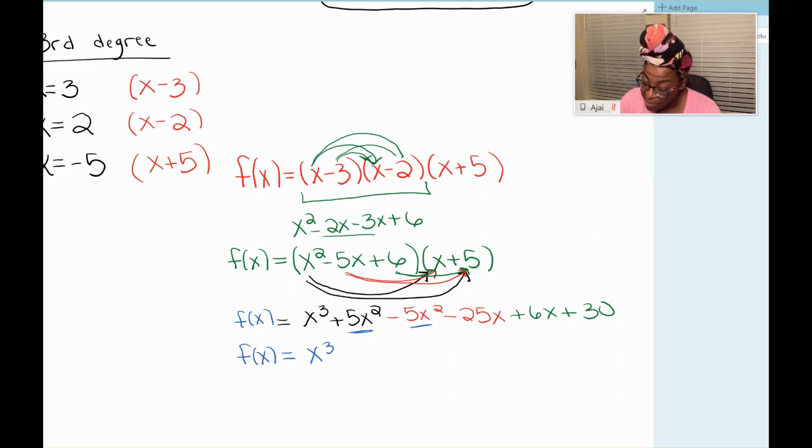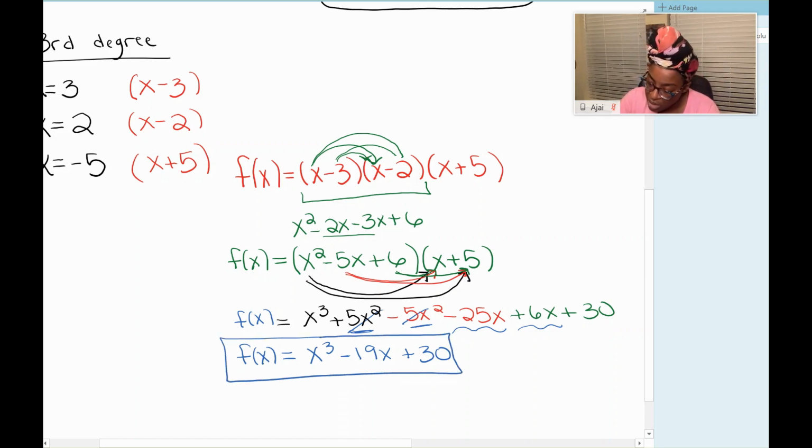And that is it. Basically you got 5x squared minus 5x squared. Those cancel out. That is not always going to happen. It happened in this situation, but that's not always going to happen. Then I have negative 25 and then plus 6, so negative 25 plus 6 is negative 19. And then I have the plus 30 that doesn't have anything to combine with. So this would be the polynomial that the solutions 3, 2, and negative 5 came from. Okay?